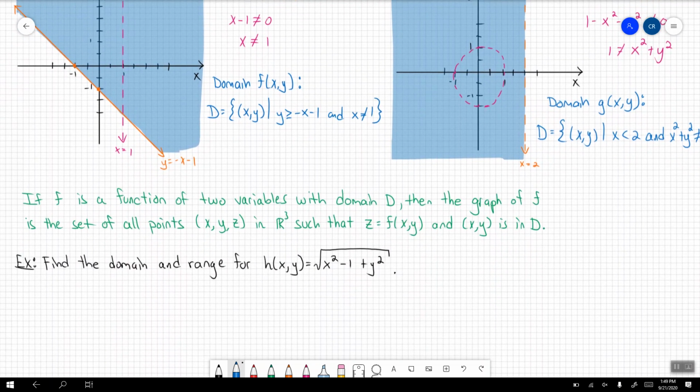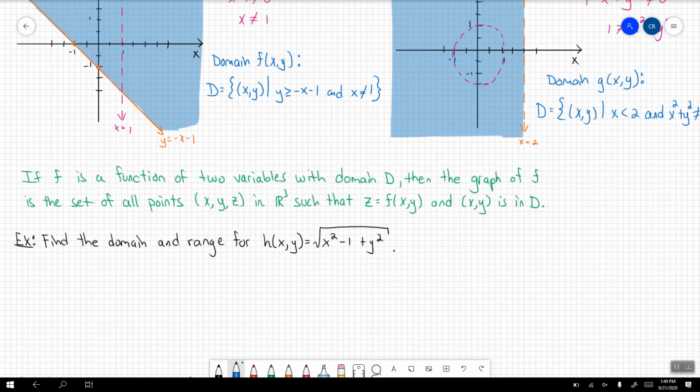So what we want to do now in this example is find the domain and the range for this function h of xy. This example gives us a function h of xy, which is the square root of the quantity x squared minus 1 plus y squared. And again, we want to find the domain and the range for this function.